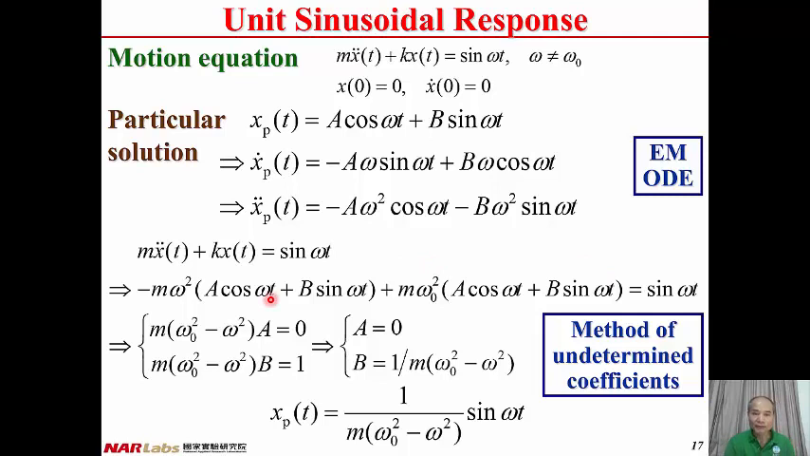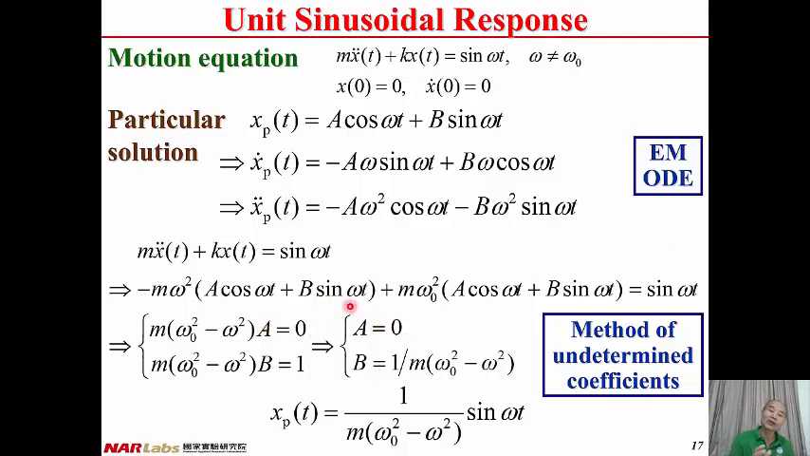the coefficient on the left-hand side of the equation for cosine omega t equal to that on the right-hand side of the equation. Therefore, we have m times (omega 0 square minus omega square) times a equal to 0, because there's no cosine omega t here, or we can say that the coefficient for cosine omega t equal to 0. Then we can solve for a equal to 0.